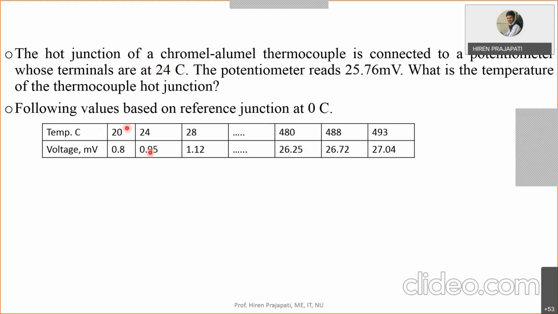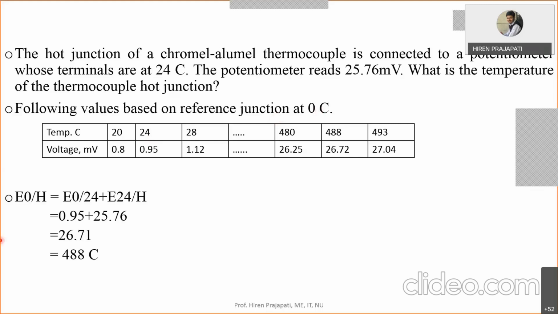Now, this calibration table is available for a reference or cold junction at 0 degrees Celsius. Then again we apply the intermediate temperature law: the EMF from the 0 degree Celsius cold junction to the actual hot junction equals the EMF for the 0 degree reference junction to the 24 degree hot junction, plus the EMF for the 24 degree reference junction to the actual hot junction. This relation is based on the intermediate temperature law.